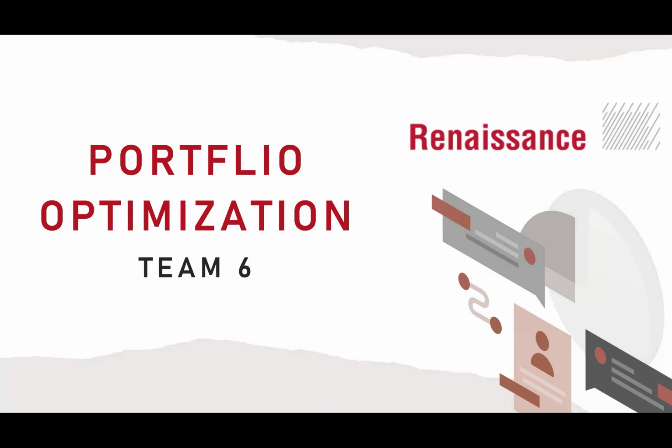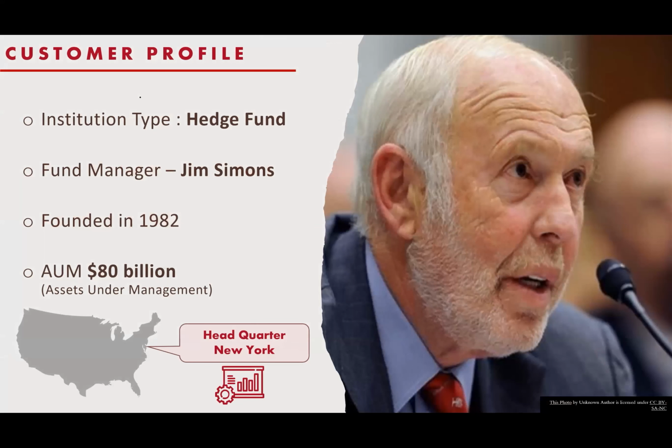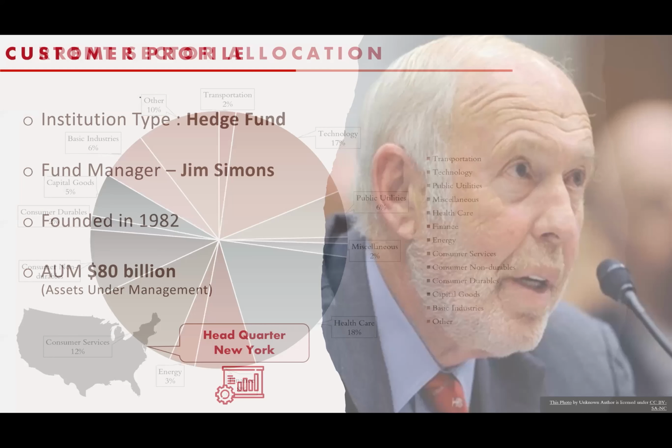First, I'll briefly introduce our customer profile. This is a hedge fund portfolio. The fund manager is Jim Simmons. It was founded in 1982 and has a total asset under management of $80 billion. And the headquarters is based in New York.